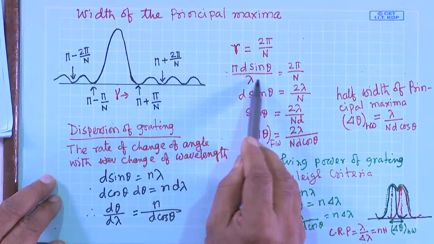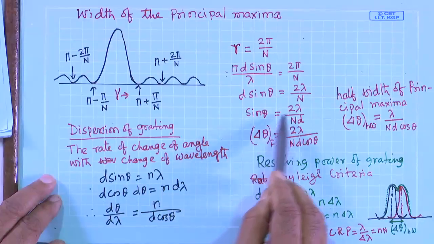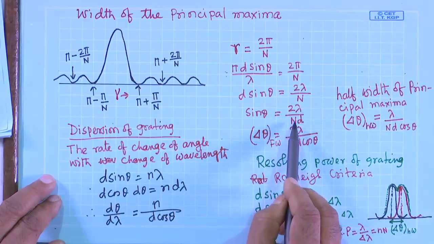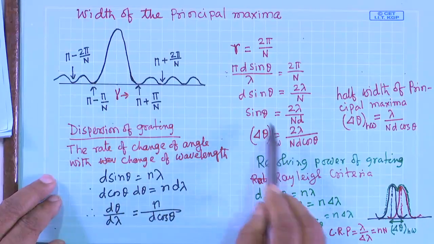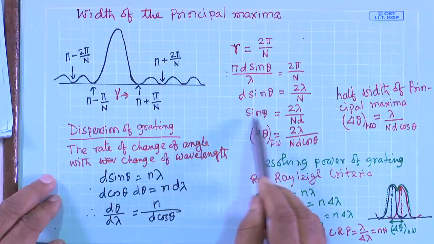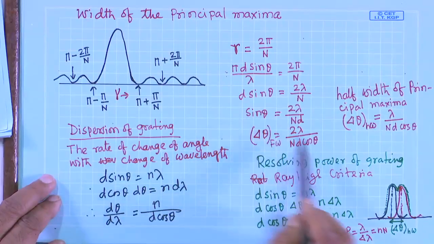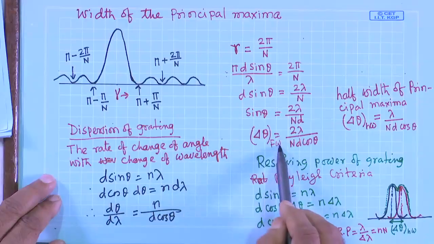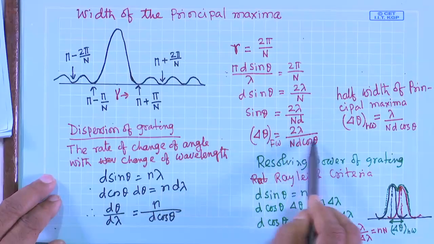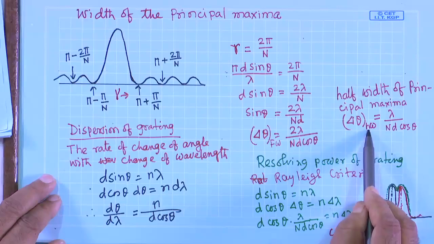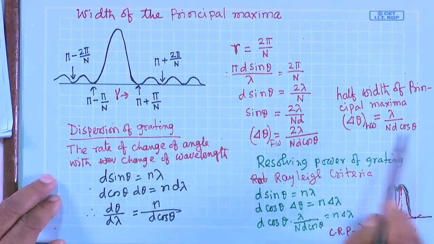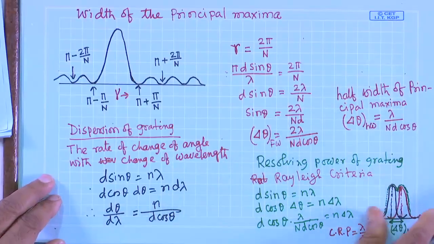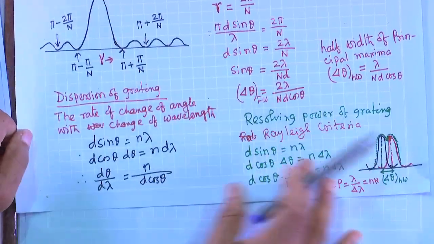So, from here, sin theta equal to 2 lambda by n d. So, you can get the full width delta theta by just differentiating it: cos theta del theta. Basically this full width is 2 lambda by n d cos theta. So, half width will be lambda by n d cos theta. So, the half width of the principal maxima is this, right. This is required for discussing the next thing.